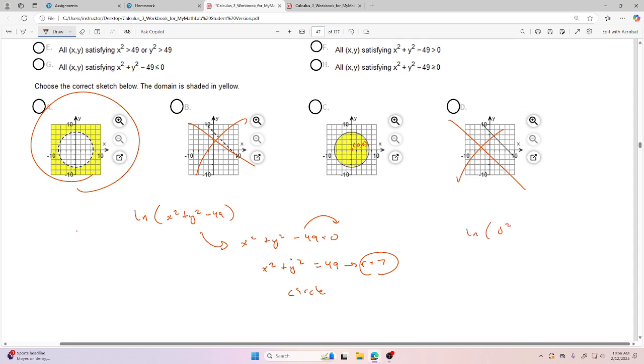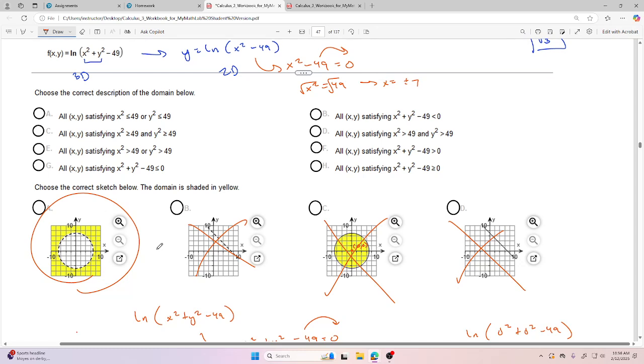What happens if I put 0, 0 into the original? ln of a negative. That's not even imaginary. That's no good. So this is no good. That doesn't work. It would have to be something on the outside. Cool? Okay, awesome. But what about these words up here, right?